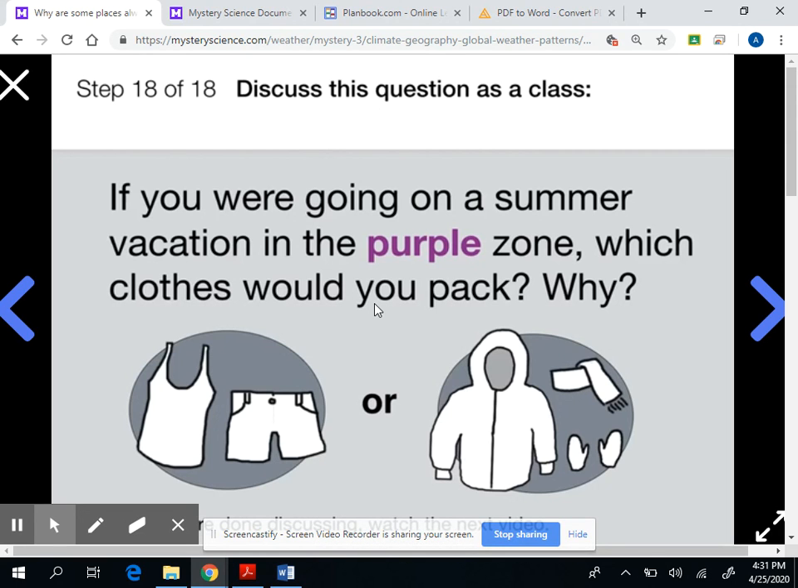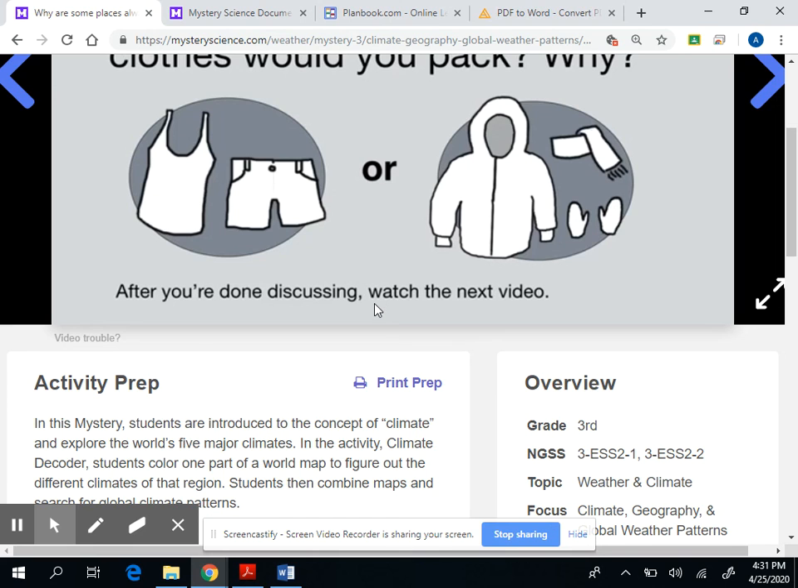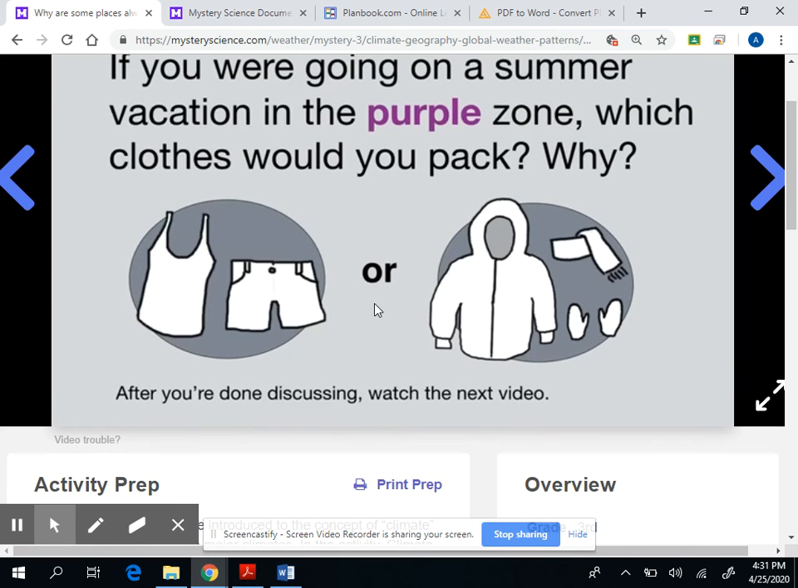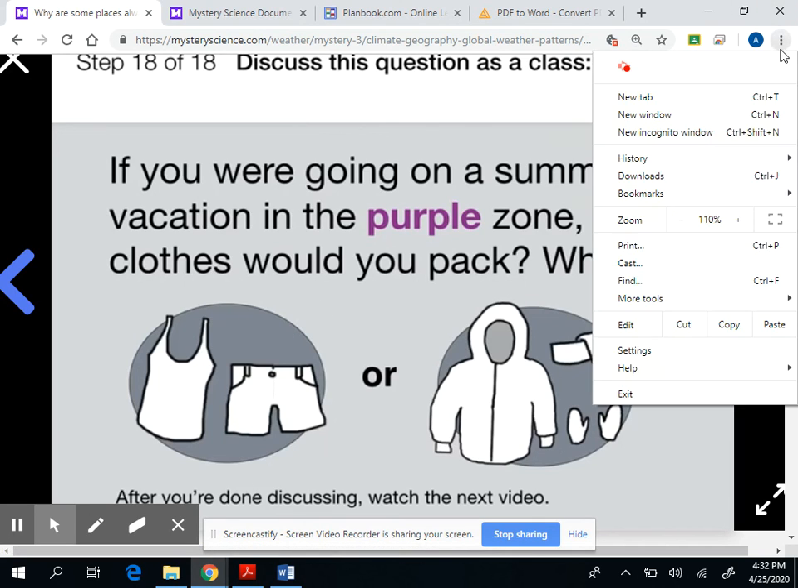So purple means it could be cold in the winter, but warm in the summer. So I would pack these. Tomorrow we're going to look at the whole map together and talk more about what we have learned.